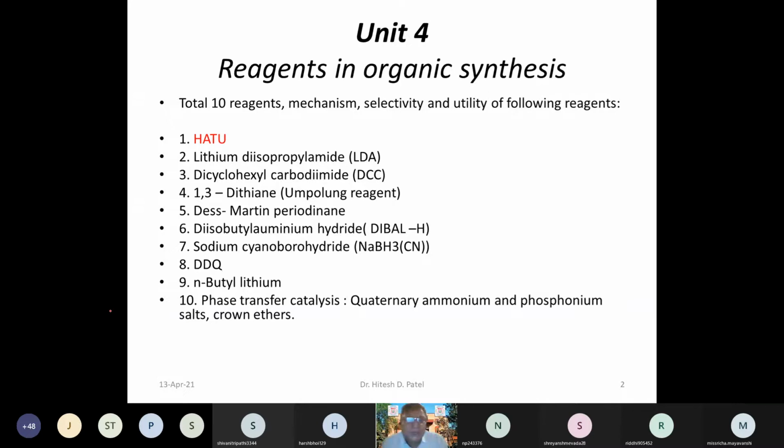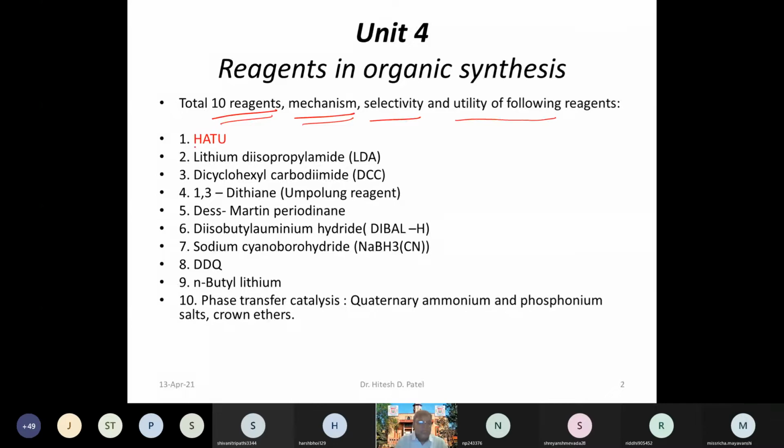So, as per the syllabus, I will take care of Unit 4 of organic chemistry, reagents in organic synthesis. In the syllabus, we are having 10 reagents. We will discuss its mechanism, selectivity, utility, means application of the particular reagents.